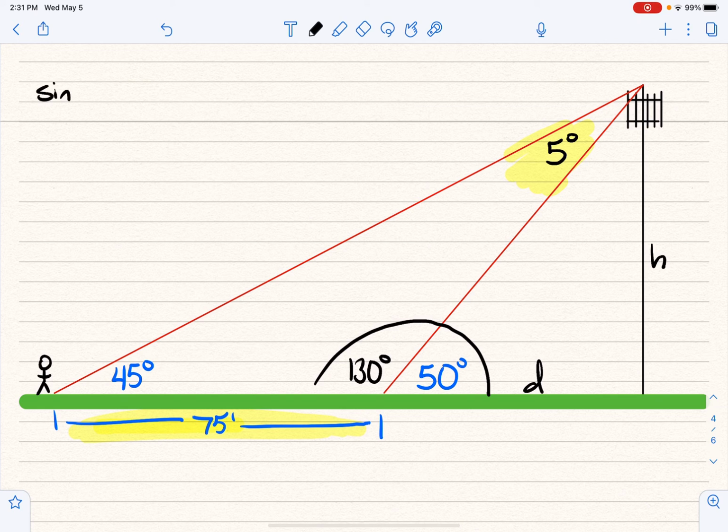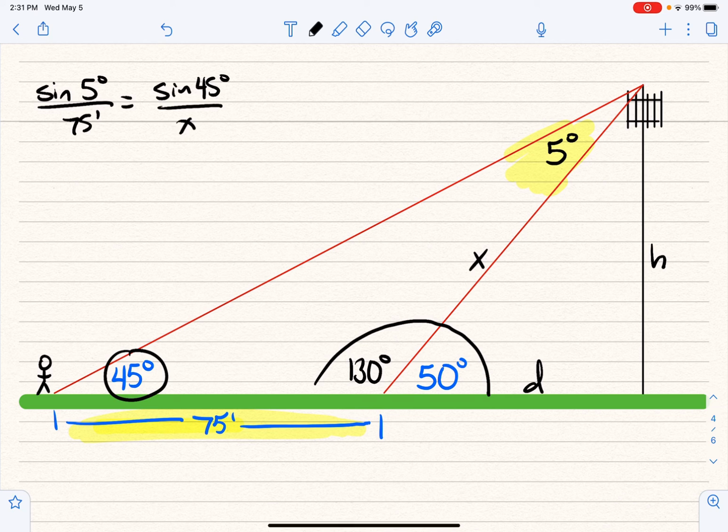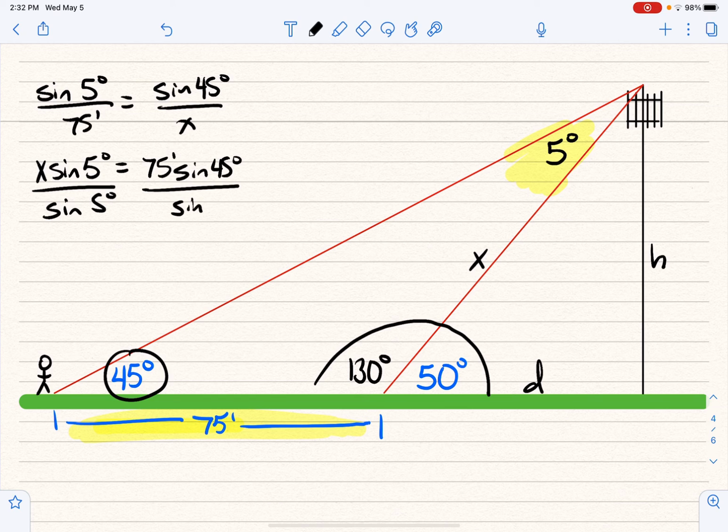I can say the sine of 5 degrees is to 75, not 75 degrees, 75 feet, in the same way that, now remember I said I'm going to go up to this side, which is opposite of this 45, in the same way that the sine of 45 degrees is to x. So I'm going to cross multiply, so I get x times the sine of 5 degrees is equal to 75 times the sine of 45 degrees. Okay? All right, so then at this point, I've got to divide both sides by the sine of 5 degrees.